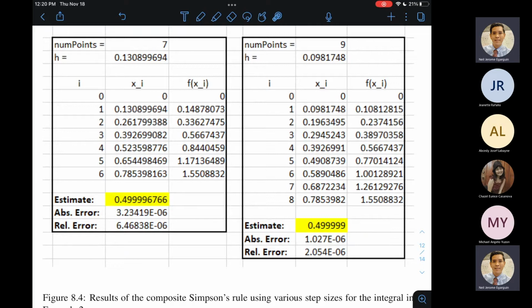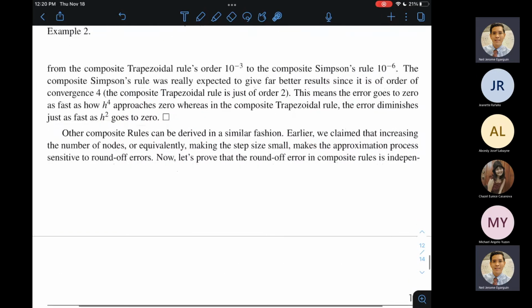Any questions, guys? Okay, let me borrow 5 more minutes. Gusto ko lang tapusin yung module.